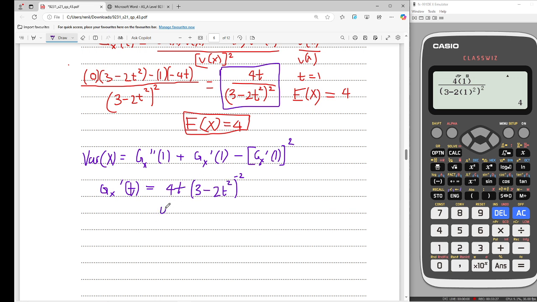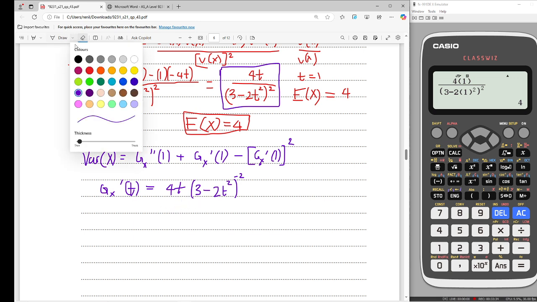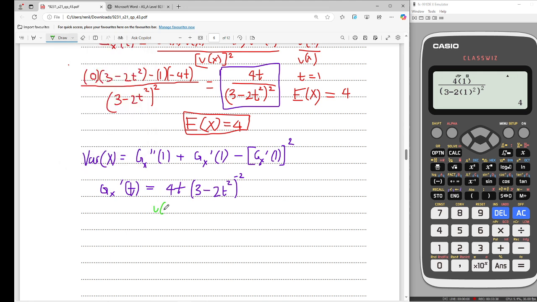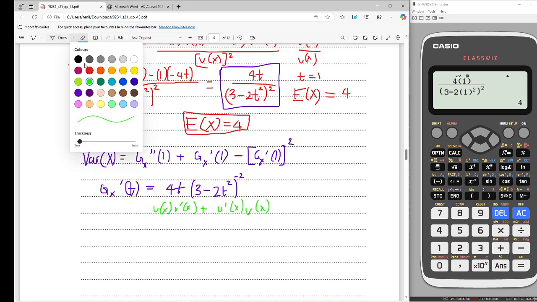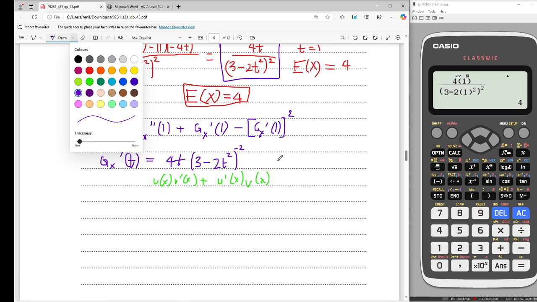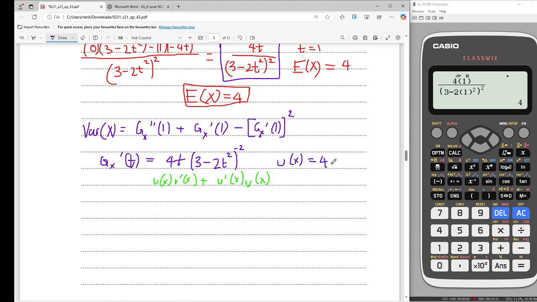We have to use the product rule, which is written in green as a formula: differentiate will be u of x times v dash of x plus u dash of x times v of x. So this is the product rule. You can do it either way. You can differentiate u first and then multiply with v. Since it's plus, either way doesn't matter. So u of x is going to be 4t. V of x is going to be (3 minus 2t squared) to the power of negative 2.